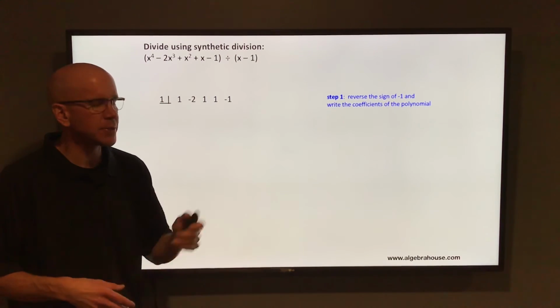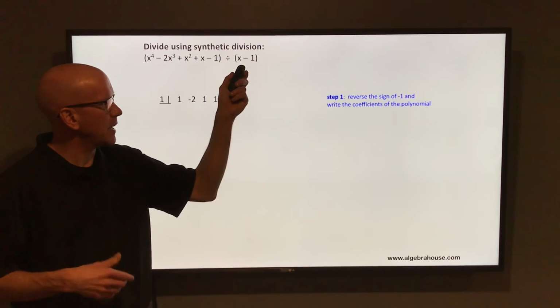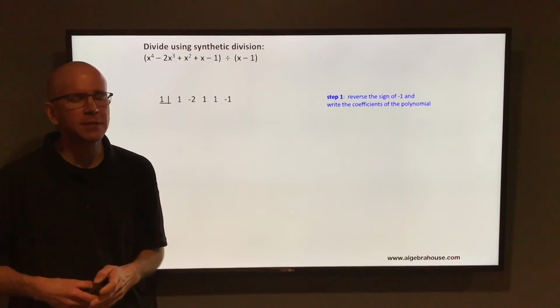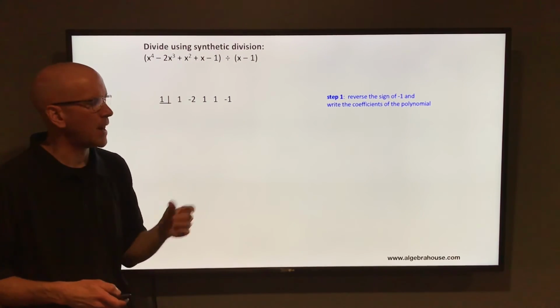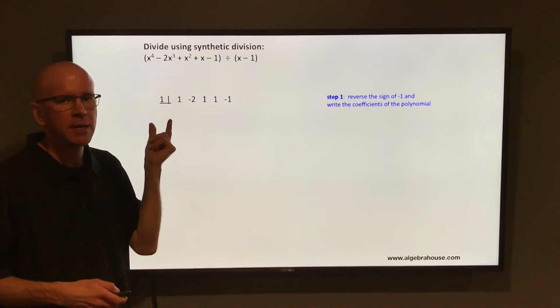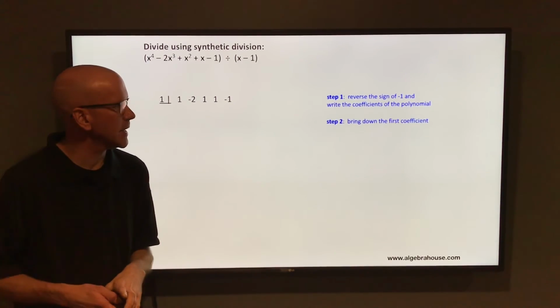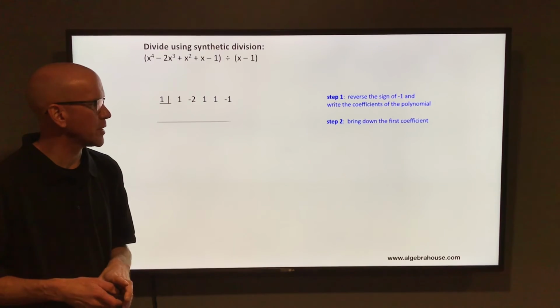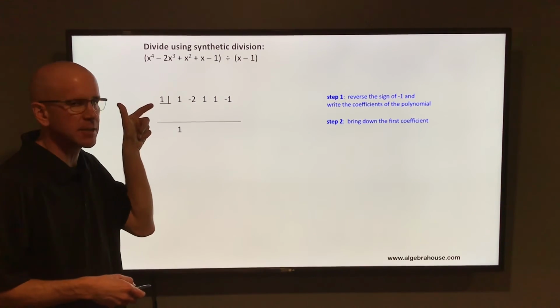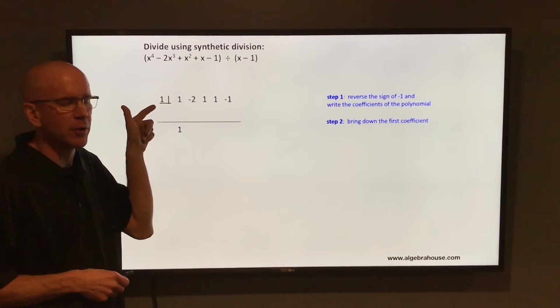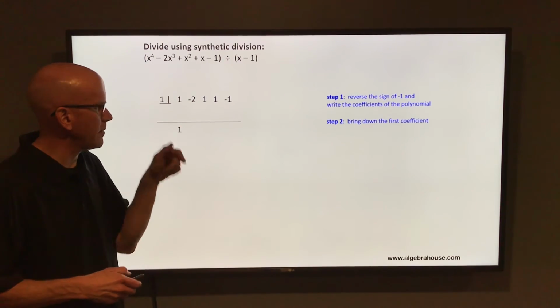So list the coefficients. Then go to what you're dividing by, the divisor, x minus 1. Switch the sign on that -1. Make it a +1, and that's what goes in the box. Make your horizontal line and bring down that first coefficient. So we're going to bring down that 1, and then go back to the box and just multiply and add from there on out. Multiply 1 by 1, that is 1.